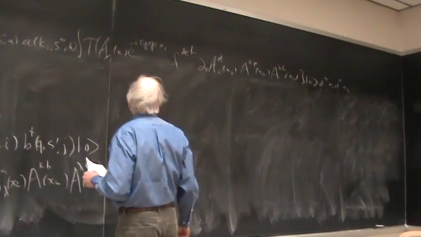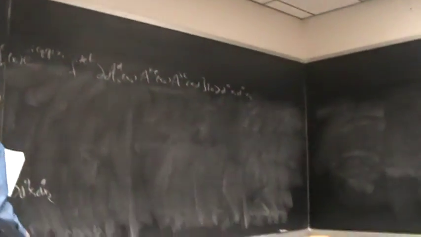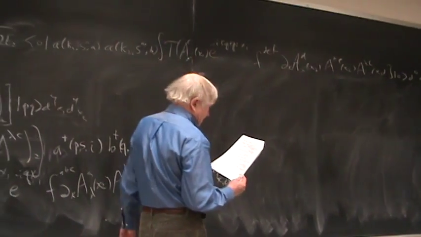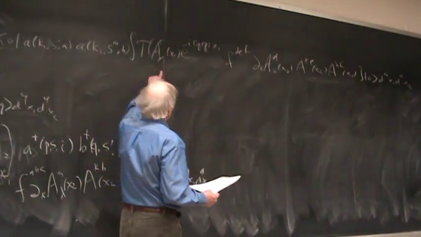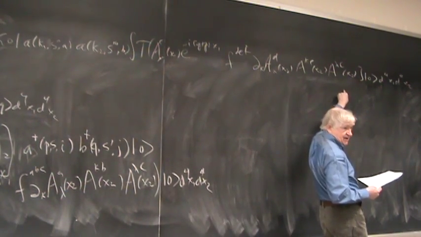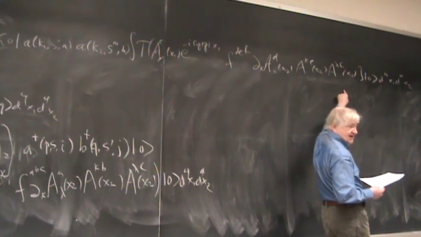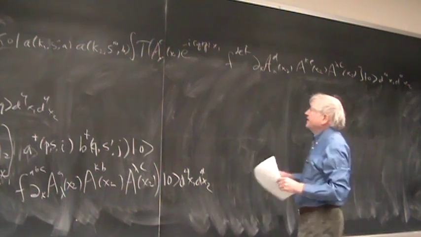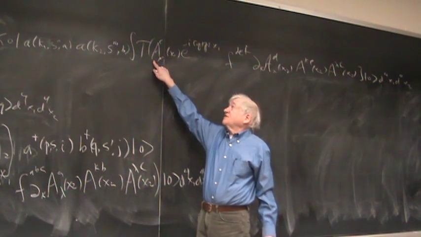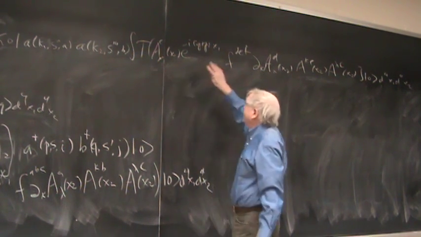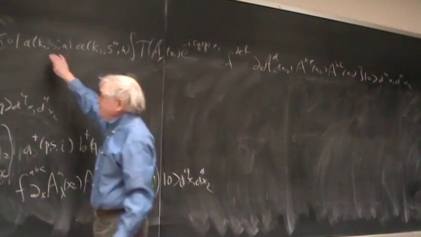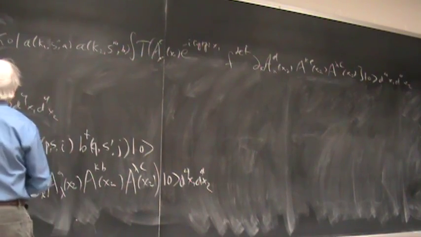This thing splits up into three different terms, depending upon which of these gauge fields has index C. The one that has index C is the one that can form a time ordered product with this AC, and then the other two are going to create the final state gauge bosons.